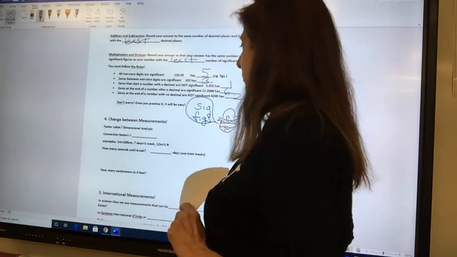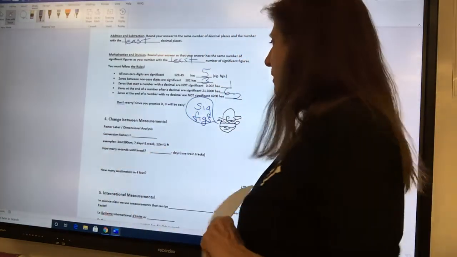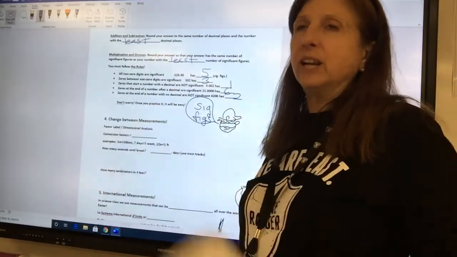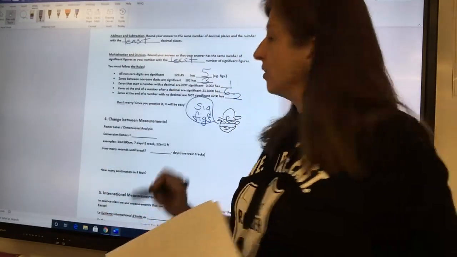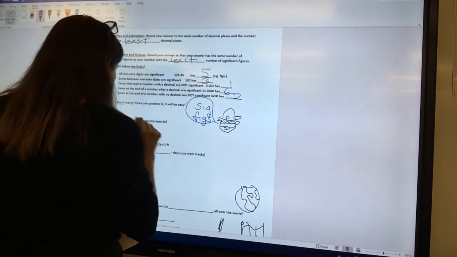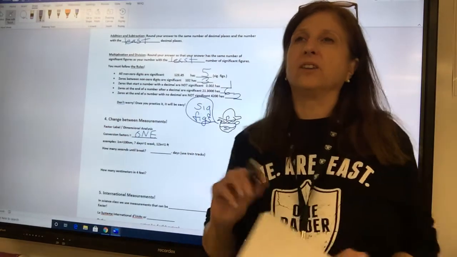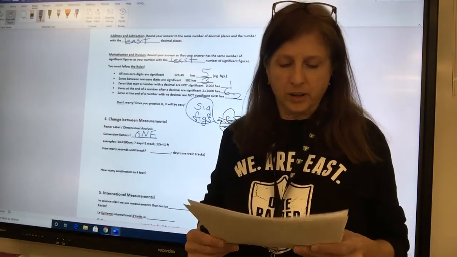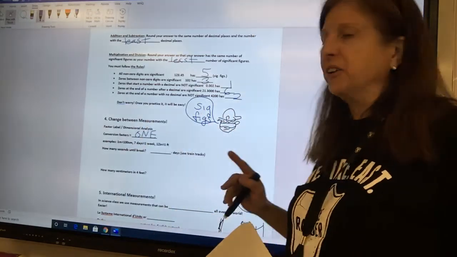Okay, next, number 4. Changing between measurements. This is called factor label or dimensional analysis. And how you do it is you use a conversion factor. Conversion factors always equal 1. I teach this in math class too. Have you already learned this in math? I teach it in math, in Algebra 1. Okay, that's all right. You can learn it now.